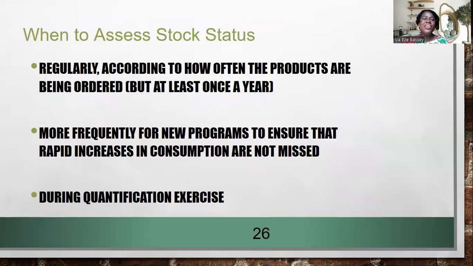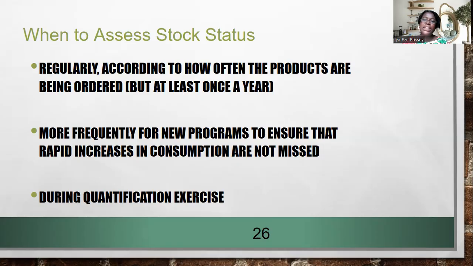All right, good. So when do we want to assess stock status? We want to actually assess stock status regularly, especially according to how often stocks are being ordered. But plus and minus, maybe once a year. But like I said, if you have a program where you have a problem of your stock on hand not corresponding with that in the ICC, please, you have to do it much more frequently to avoid stockouts. All right. Then also you do that more frequently in new programs because you want to ensure that rapid increases in consumption are not missed.